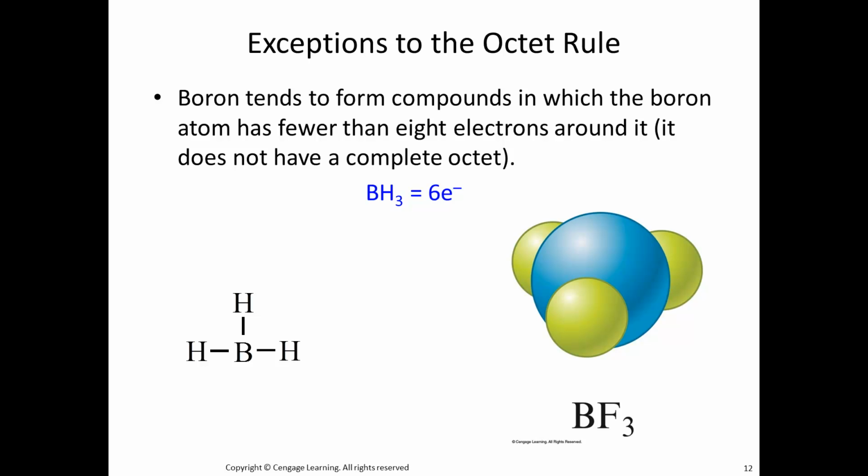If we look at BH3, where we have 3 valence electrons for boron and 3 times 1 valence electron for hydrogen to give a total of 6 valence electrons. Once we've made single bonds between boron and each hydrogen, we have no more electrons. BH3 will have an electron deficient boron. BF3 will be very similar. There will be octets around all of the fluorines, but only 6 electrons around the central boron.